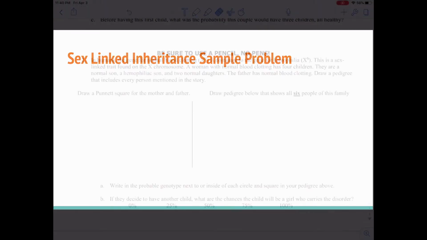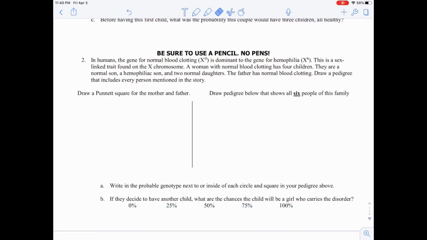Now let's look at some sex-linked inheritance sample questions. In humans, the gene for normal blood clotting, big X big H, is dominant to the gene for hemophilia, big X small h. This is a sex-linked trait found on the X chromosome. A woman with normal blood clotting has 4 children. There are a normal son, a hemophiliac son, and 2 normal daughters. The father has normal blood clotting. Draw a pedigree that includes every person mentioned in the story. Draw a Punnett square for the mother and father.